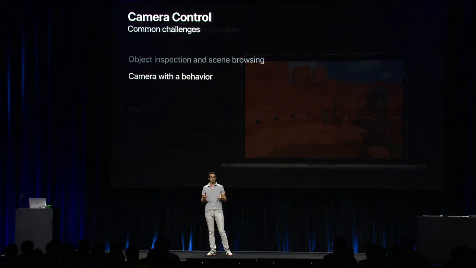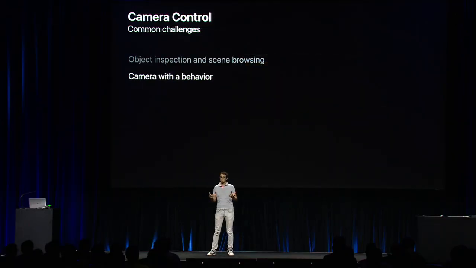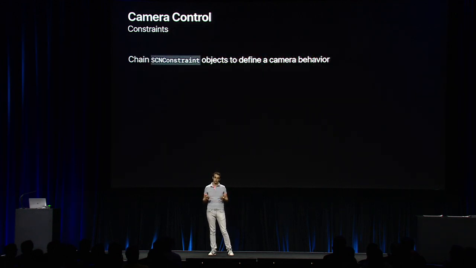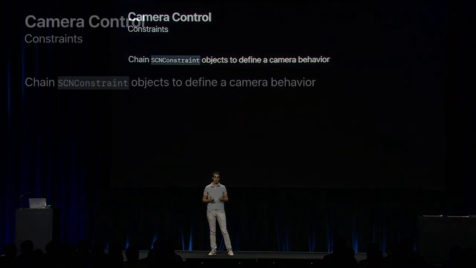Now let's see the second class of problems. Developers who need a more sophisticated camera behavior, for example, for games. And we address this problem by chaining constraints to define a camera behavior.